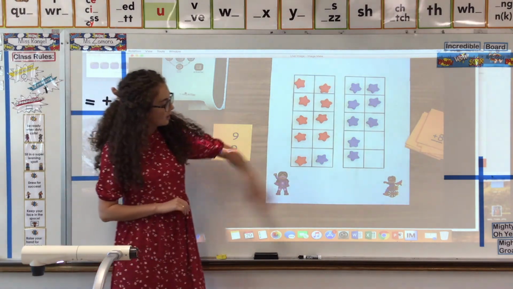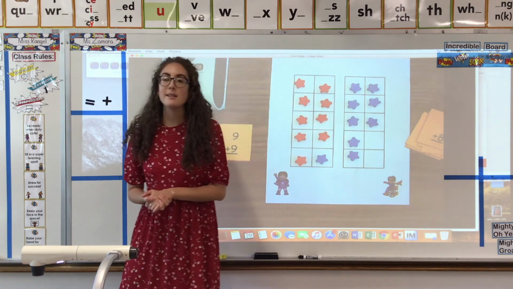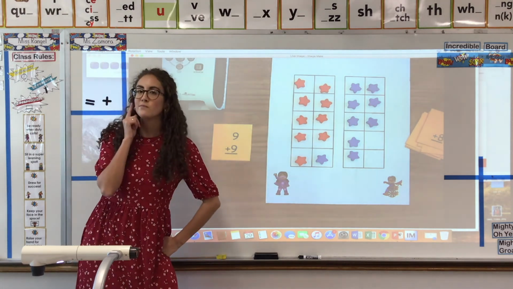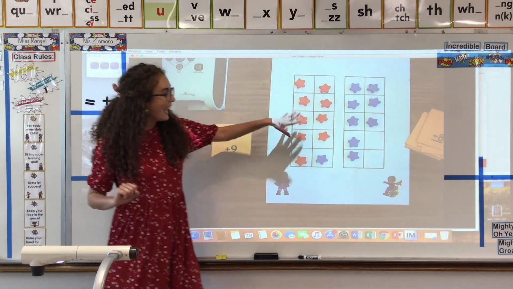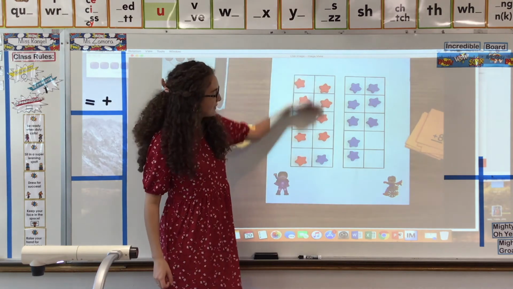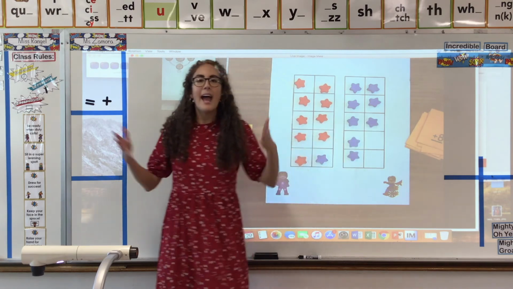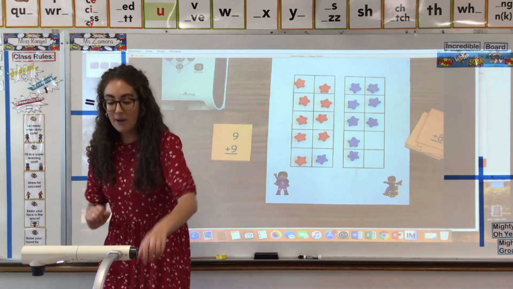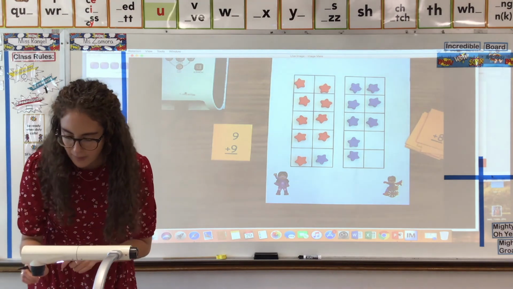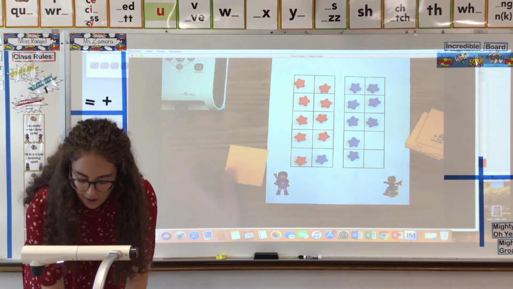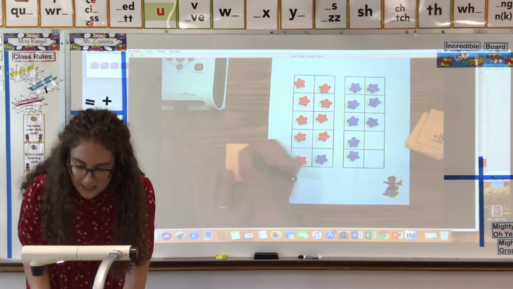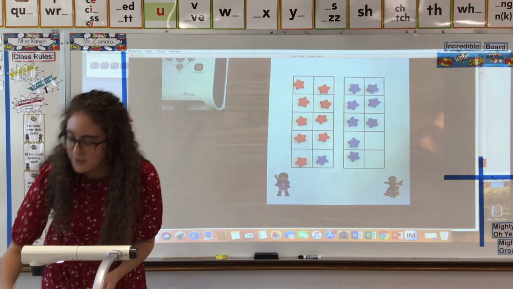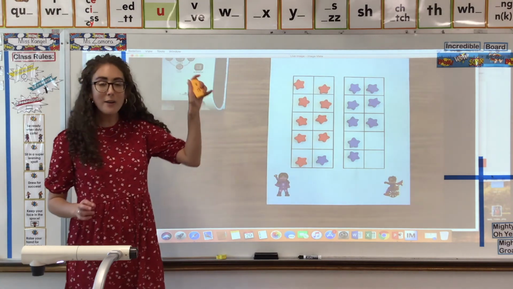Okay, take a look. What number did we create? 9 plus 9 is 18. We have 10 and 8, and that, of course, is the number 18. So let's go write our very last one on the back of our chart. Awesome, 18. Oh my goodness, Super Scholars, we are all done.